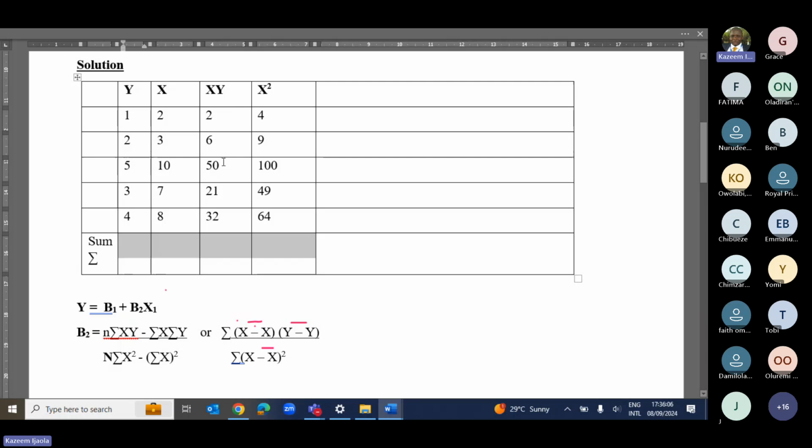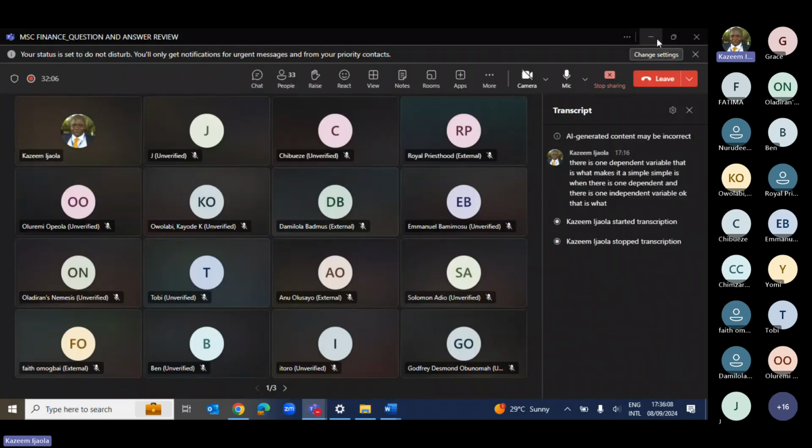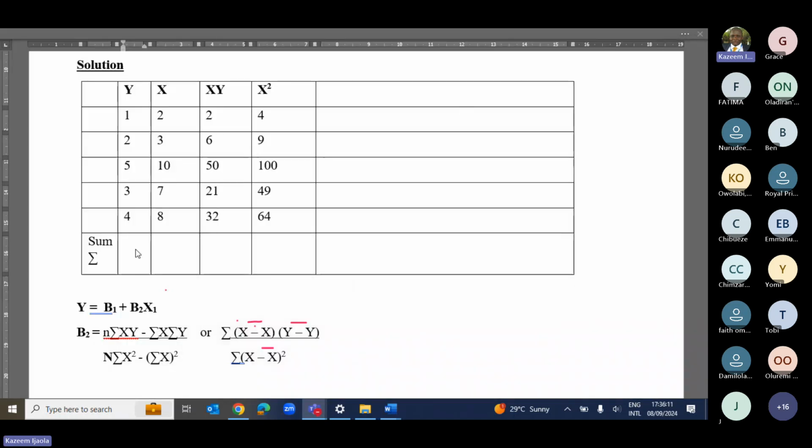You total everything from the beginning to the end. So for this one, I have 1 plus 2 plus 5 plus 3 plus 4. This gives us 15. This one is 30. And this one, 2 plus 6 plus 50 plus 21 plus 32, is 111. Then 4 plus 9 plus 100 plus 49 plus 64 is 226. So this is what we have now.